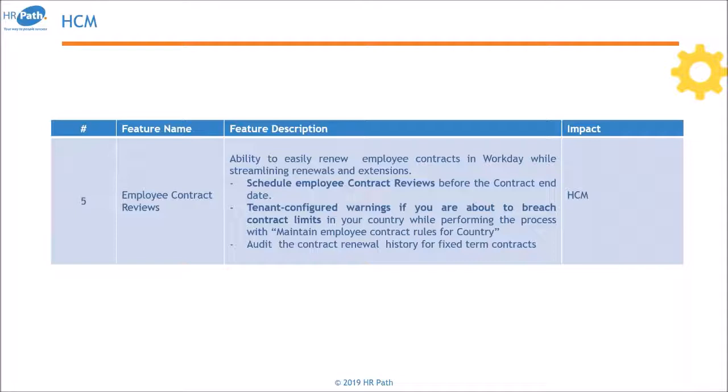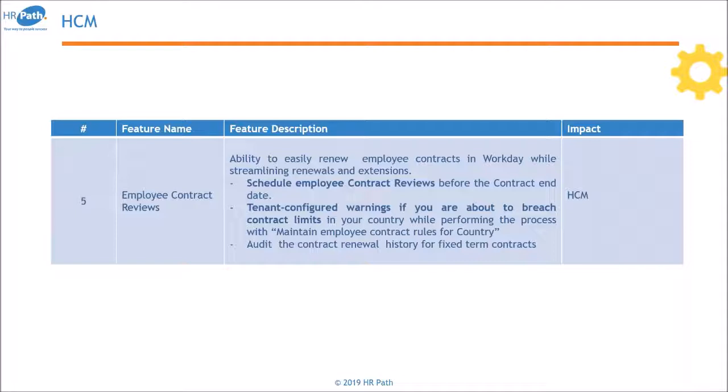Another new functionality which is quite interesting is the new task, maintain employee contract rules for country. This allows to configure some rules that will pop up an error message or a warning if you're trying to breach the contract limits, like if you're trying to extend somebody who shouldn't be extended. And finally, you'll be able to audit the contract renewal history for fixed-term contracts.